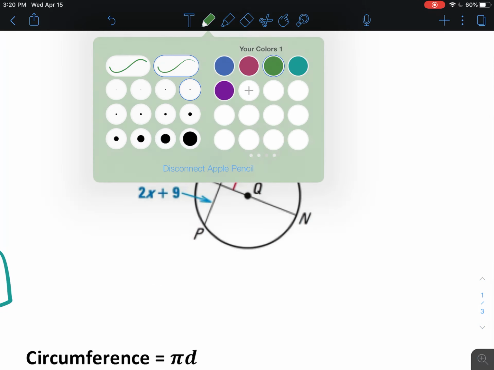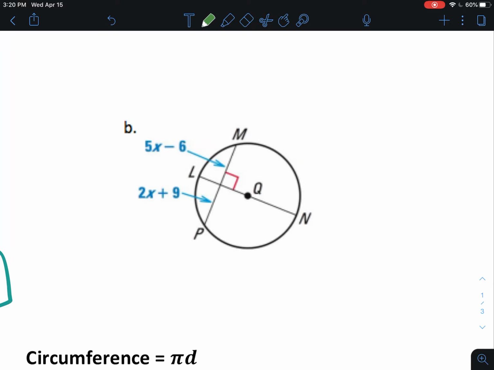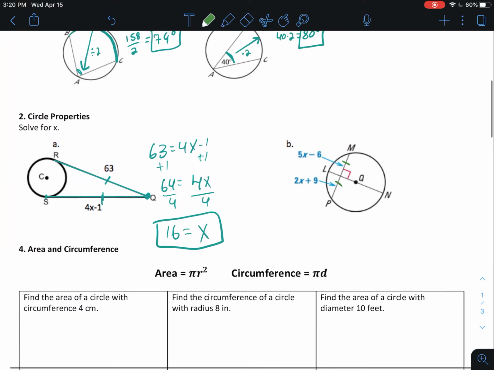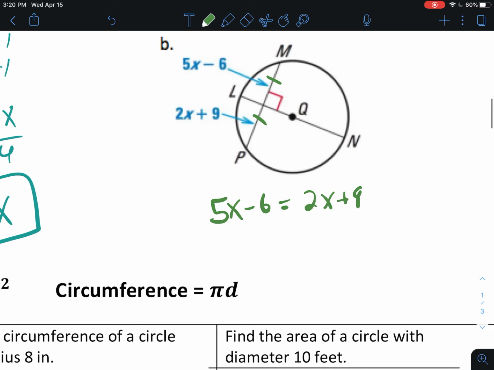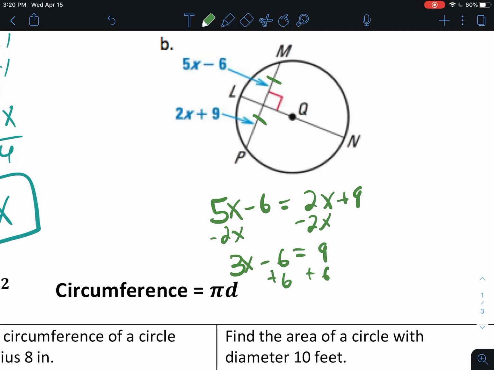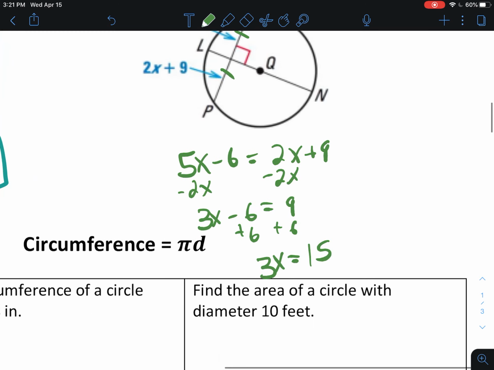This one is one where the property matches what it looks like. So these two things look like they're equal. So in fact, they are. So 5x minus 6 would be equal to 2x plus 9. Subtract 2x from both sides. Gives us 3x minus 6 is equal to 9. Add 6 to both sides. And we get 3x is equal to 15. Divide by 3. And we would get x is equal to 5.